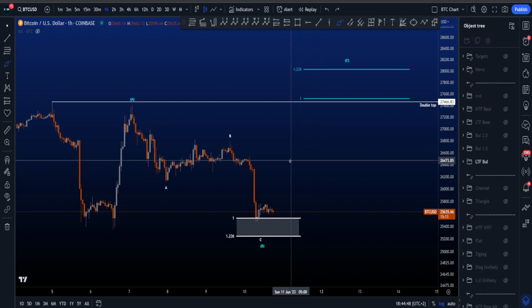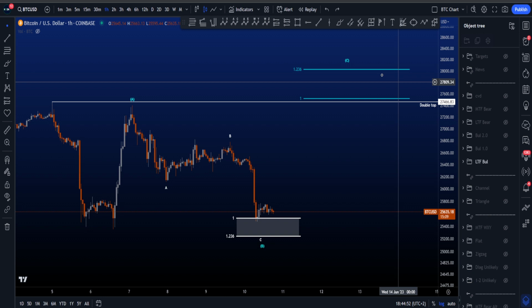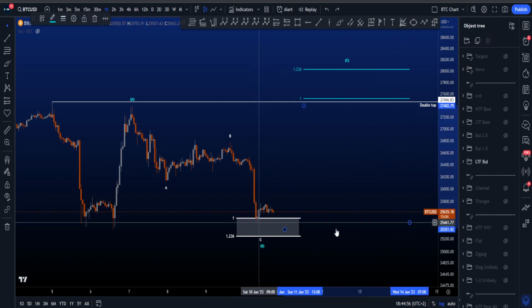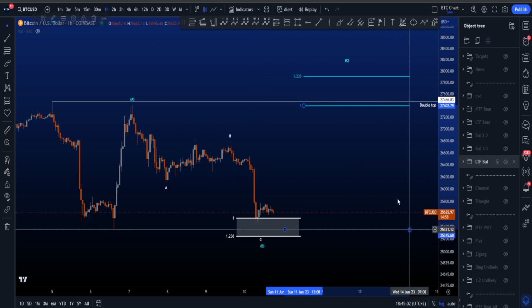Now that means that the target area for wave C over here is going to move a little bit to the downside, because currently it's measured on the current low that's been made over here for B, but if we move that a little bit to the downside, you can see that the target area for wave C is moving down as well.